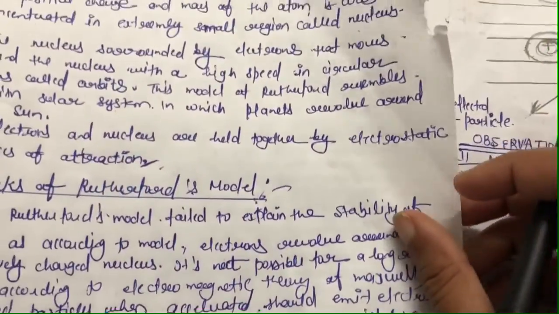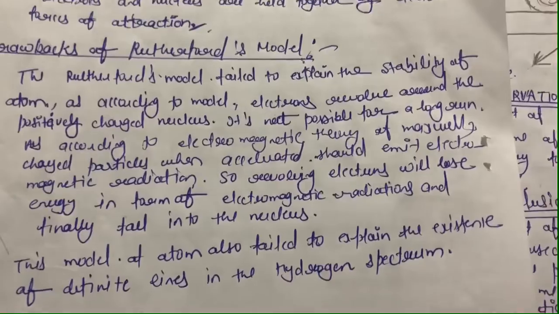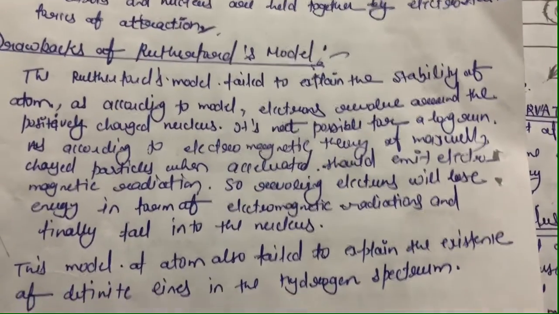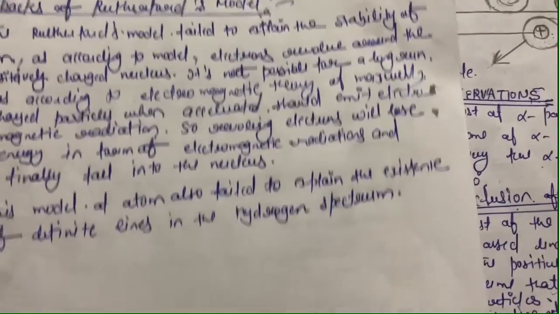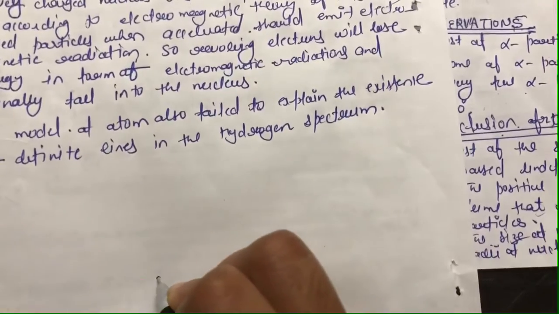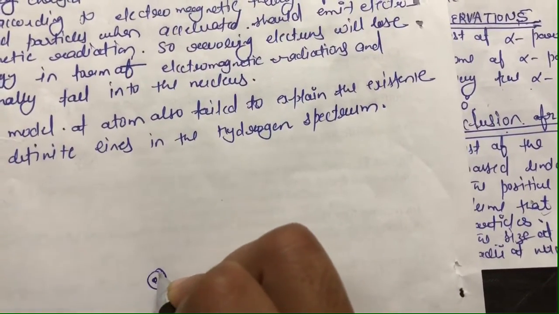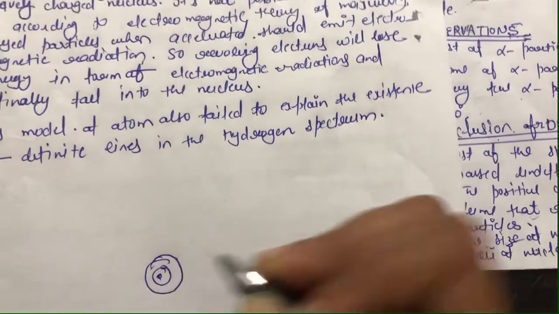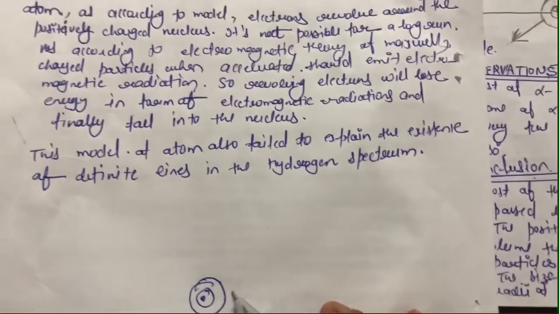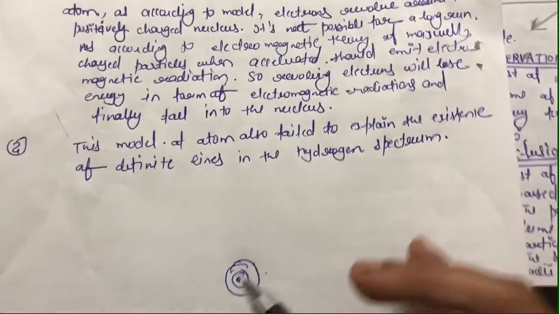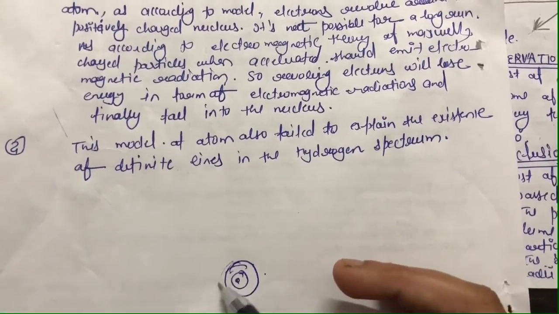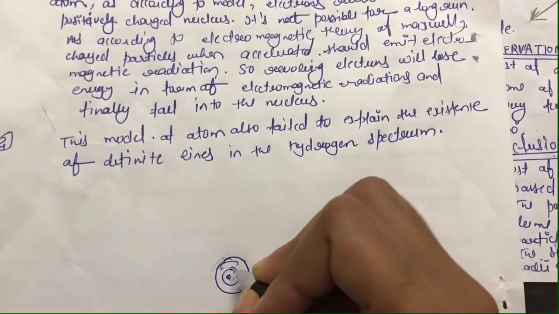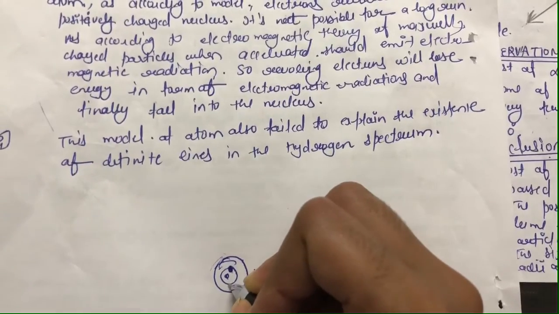As you can see, in Bohr's model also you are going to study this point: this is the nucleus, this is the first shell, and this is the second shell of the atom. Clear? So these shells are known as the orbits in which the electrons move. Clear?